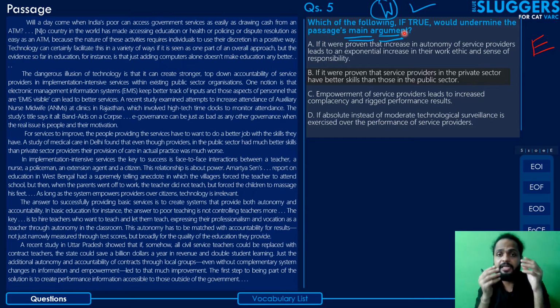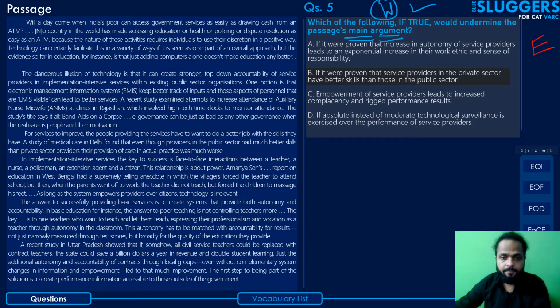And even if you assume that the skill of service providers in the private sector is more than those of the public sector, it still does not necessarily mean that the better performance of the private sector can be attributed to the better skill of the private sector service providers. You can't necessarily say that. All you can say is, well, the author cannot use this example because skill might be involved. That's all you can say. And hence it just makes the use of this example objectionable. It does not undermine the author's main argument. Okay.